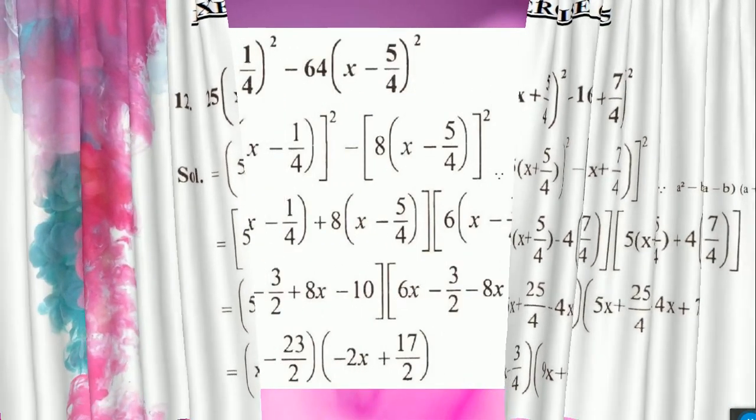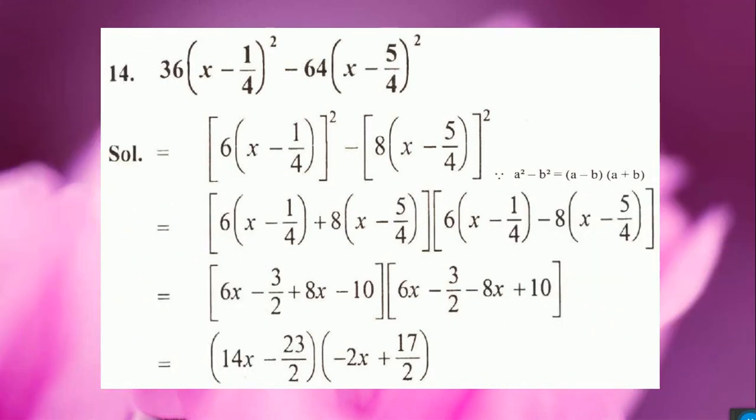Now look at this next question. Question number 14. It is also similar to the previous question. Question is, factorize 36 into (x minus 1/4) whole square minus 64 into (x minus 5/4) whole square. So make a square minus b square form.